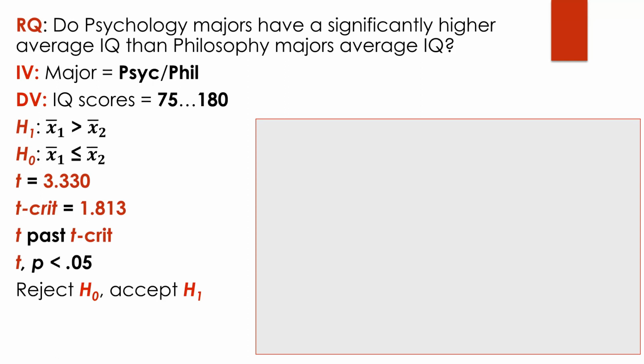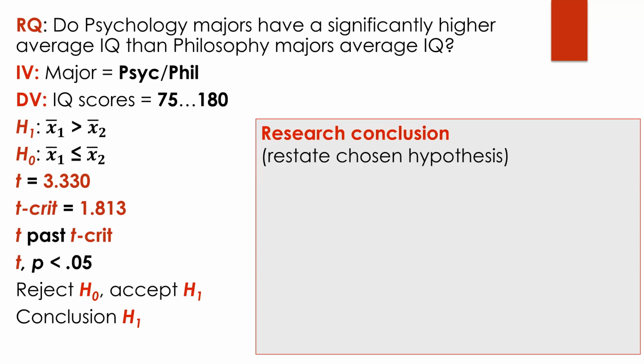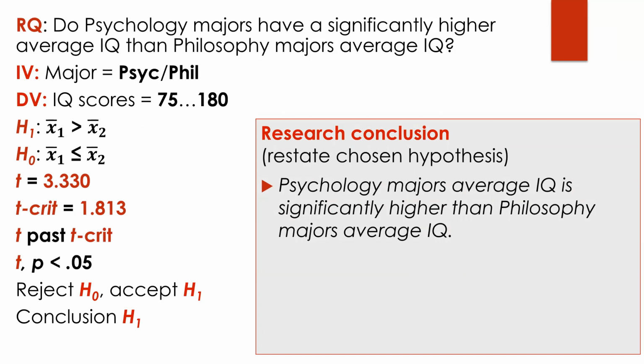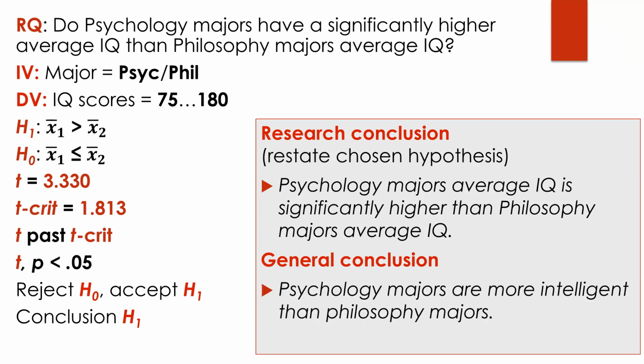So that's evidence against the null. We're going to reject it and accept our alternative as our conclusion. So you just copy and paste the alternative hypothesis for your research conclusion. Psychology majors' average IQ is significantly higher than philosophy majors' average IQ. And then lastly, you need to put it together in the general conclusion, put it back in the language of the general question. And it could sound like this. Psychology majors are more intelligent than philosophy majors, okay?